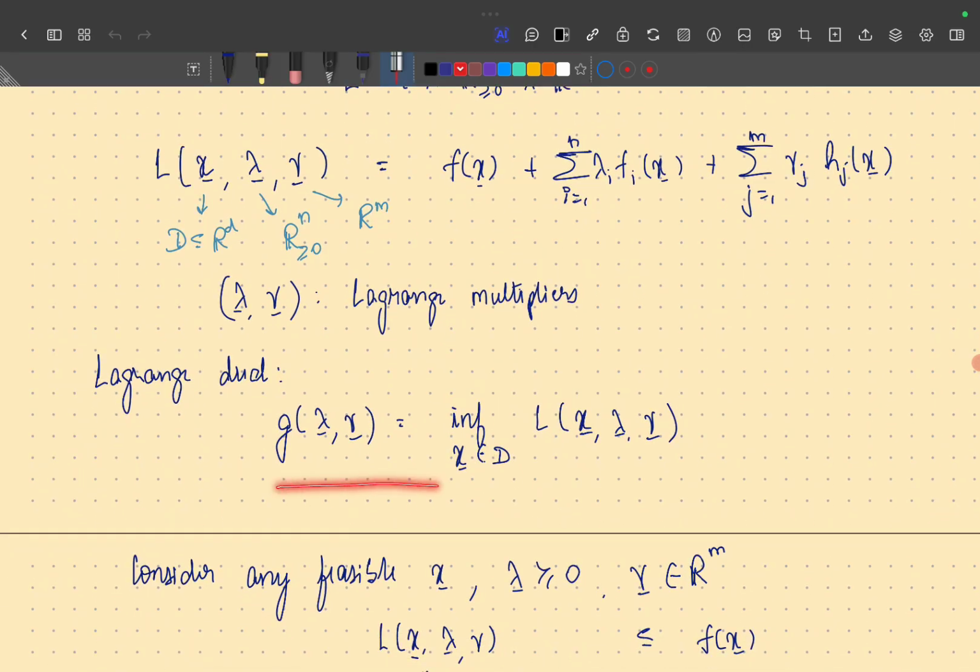And using this, I define the Lagrange dual as the minimum of the Lagrangian, and this minimization is performed over the entire domain, or more generally over all of R^n. So this is not minimized only over the feasible set, but rather the entire domain of the function.